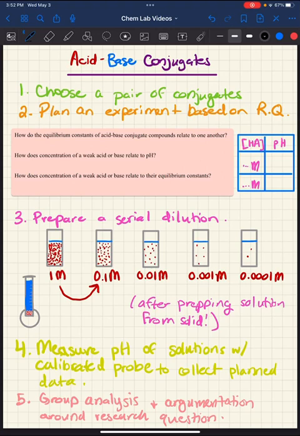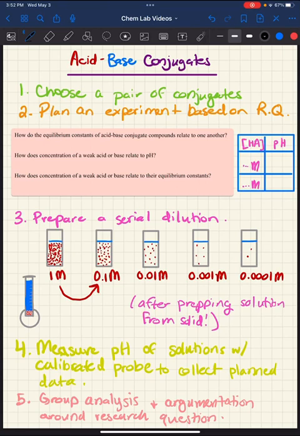How does the concentration of a weak acid or base relate to pH? How does concentration of a weak acid or base relate to their equilibrium constants? So all three of these are fair game. Your group can select one. And you will then plan, based on the information in the protocol and the guidelines given to you, what data you need to collect in order to answer that research question, and you'll set up your data tables so that you're ready to actually begin the experiment.